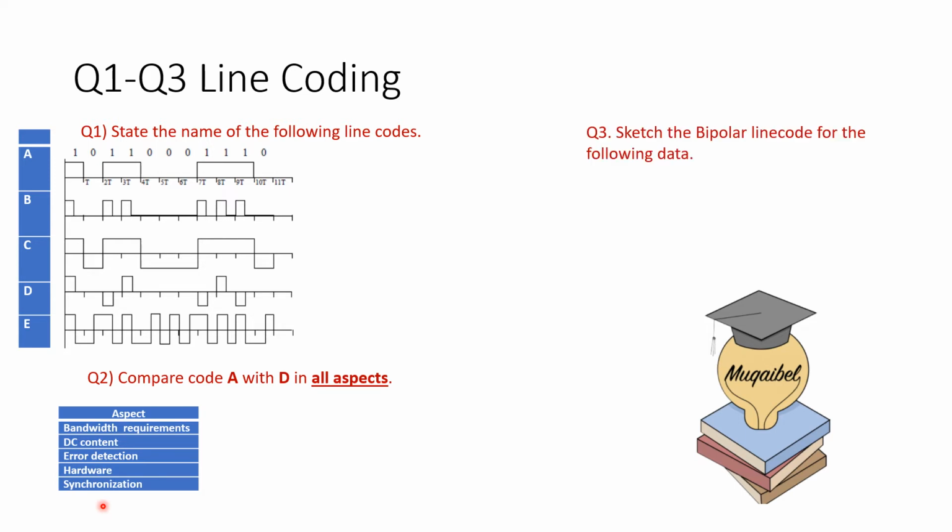The third question is, sketch the bipolar line code for the following data. 11001001. You need to sketch the bipolar line code. You can pause the video now. The next step will be to show the answers. I'm showing the answers now.